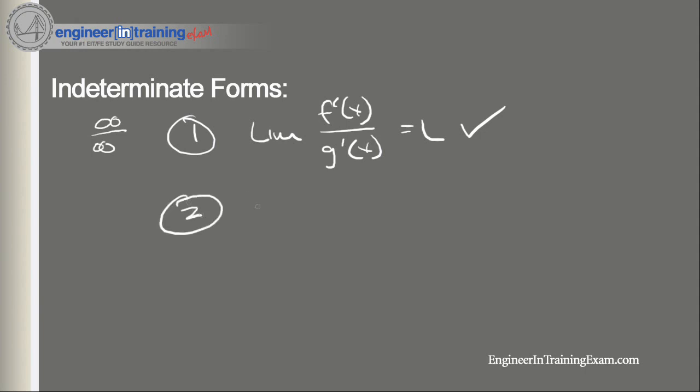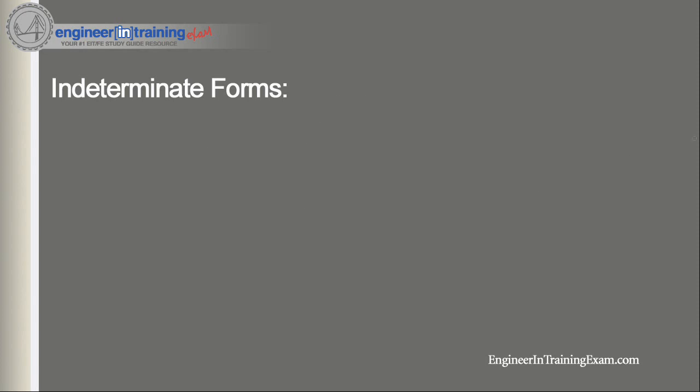And in the same way, if we find that f prime of x over g prime of x tends to plus or minus infinity, then we know that our original function also will tend to plus or minus infinity. So let's take a look at an example here.